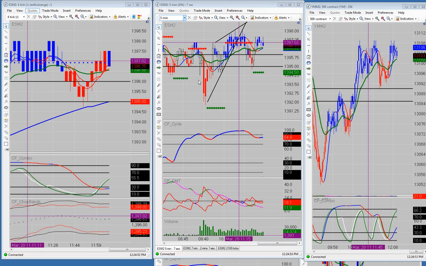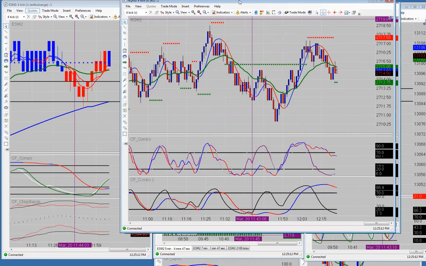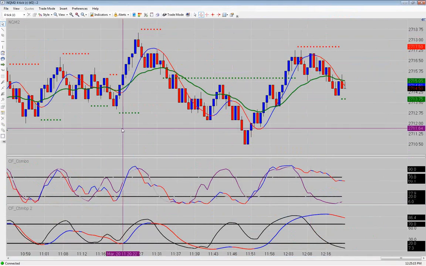Okay, so I showed you the Russell, the ES, the YM, the 6E. I didn't show the NASDAQ. I guess I can show that. Let me show the NASDAQ. I didn't take any trades on the NASDAQ, but I'll show you what it looked like anyway. Let me just find my NASDAQ chart.